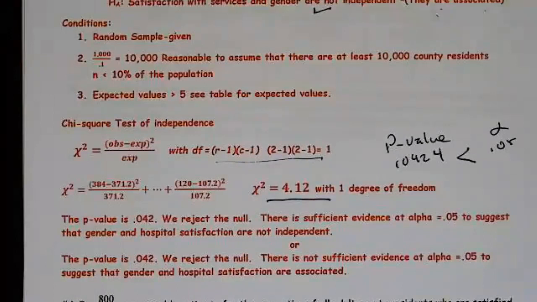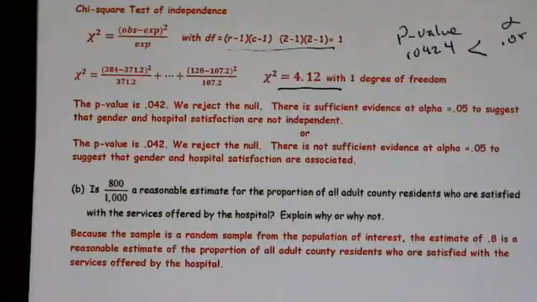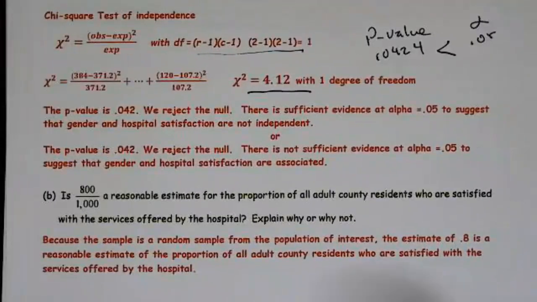All right? The last part of this: is 800 over 1,000 a reasonable estimate for the proportion of all adult residents who are satisfied with the service that's offered by the hospital? Explain why or why not.